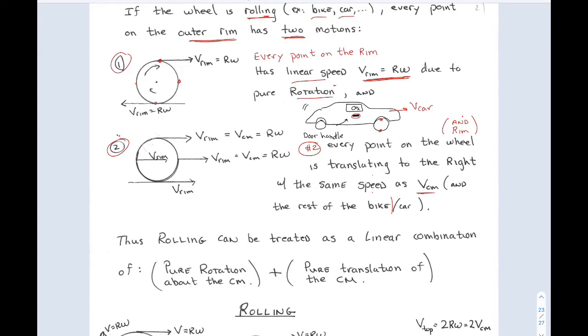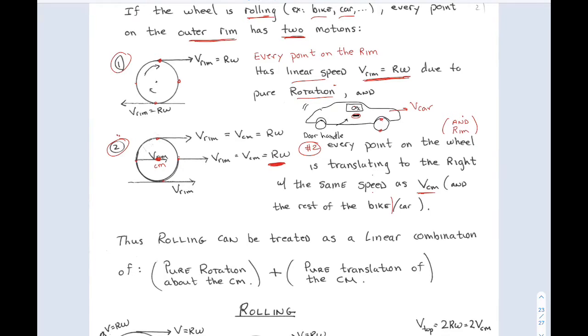So in this picture, every point on the rim is moving at the same speed as the center of mass. Remember, the center of mass had speed r omega. There's the center of mass. The door handle has that speed. You in the car have that speed, and every point on the rim has that speed. So there are two different velocities associated with points on the wheel.